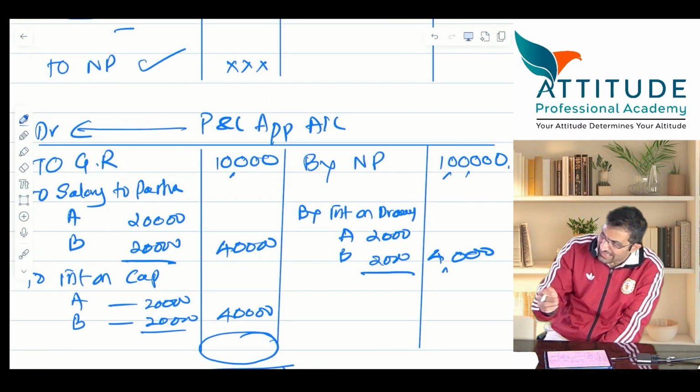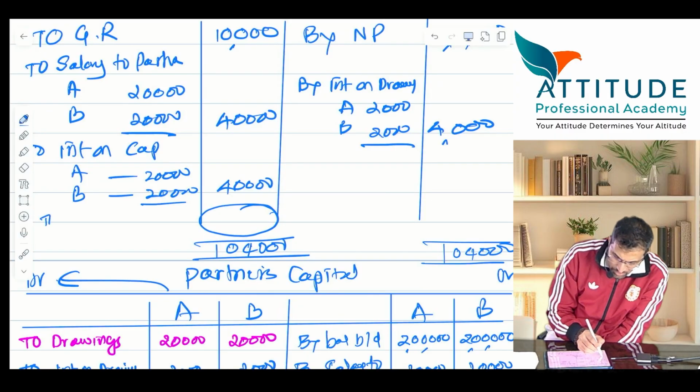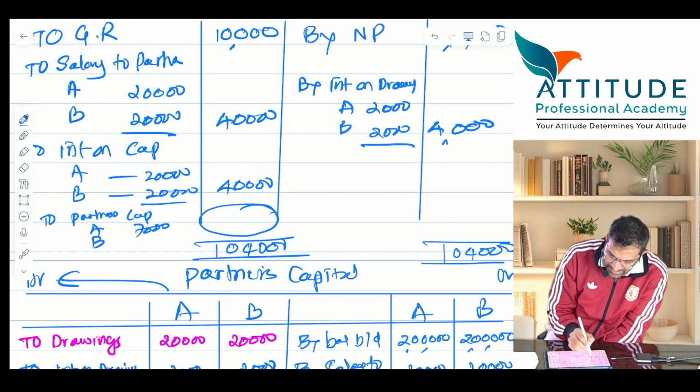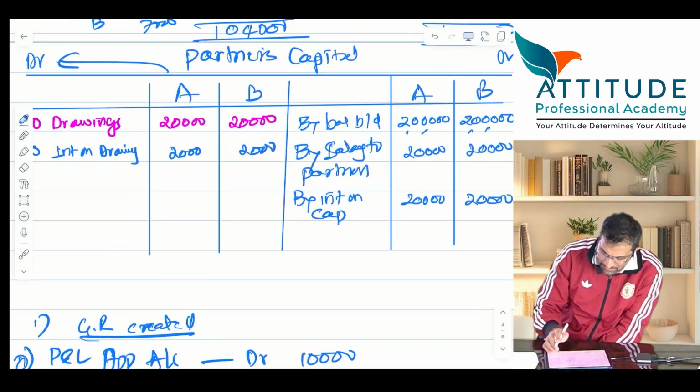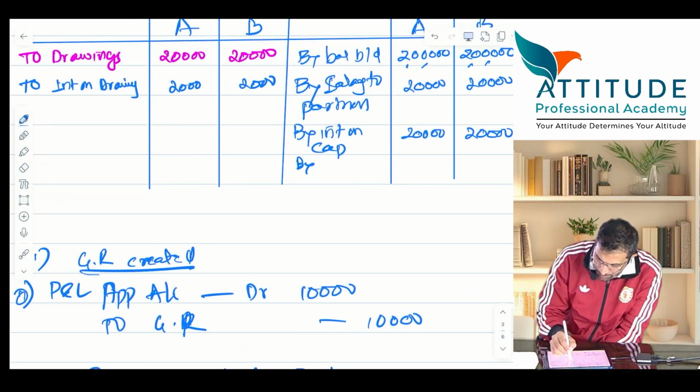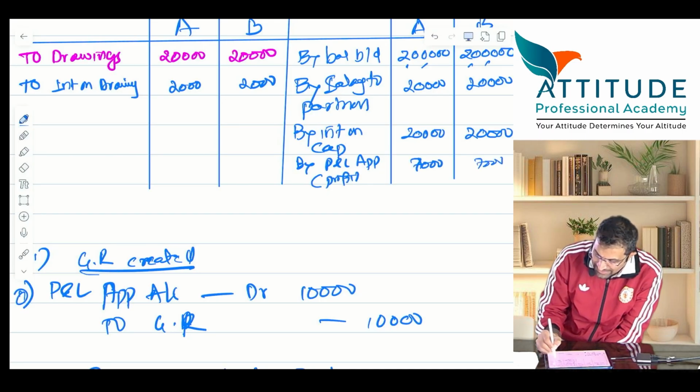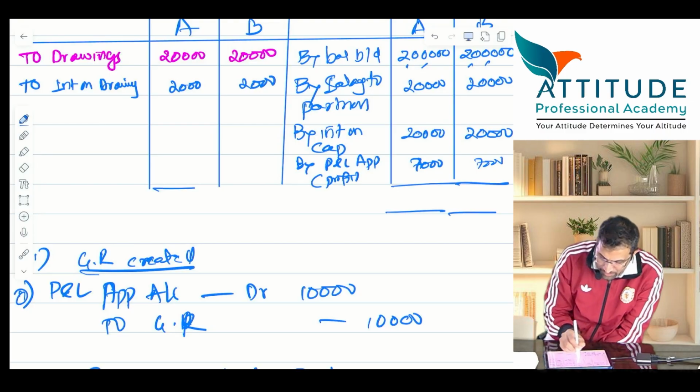Entry आएगा directly to capital. Entry: P&L appropriation account debit to partners capital, A and B, 7,000 and 7,000. Total is 14,000. This will come as by P&L appropriation. In bracket, profits. 7,000 and 7,000. That's it. Khalas. Then you have to balance it.